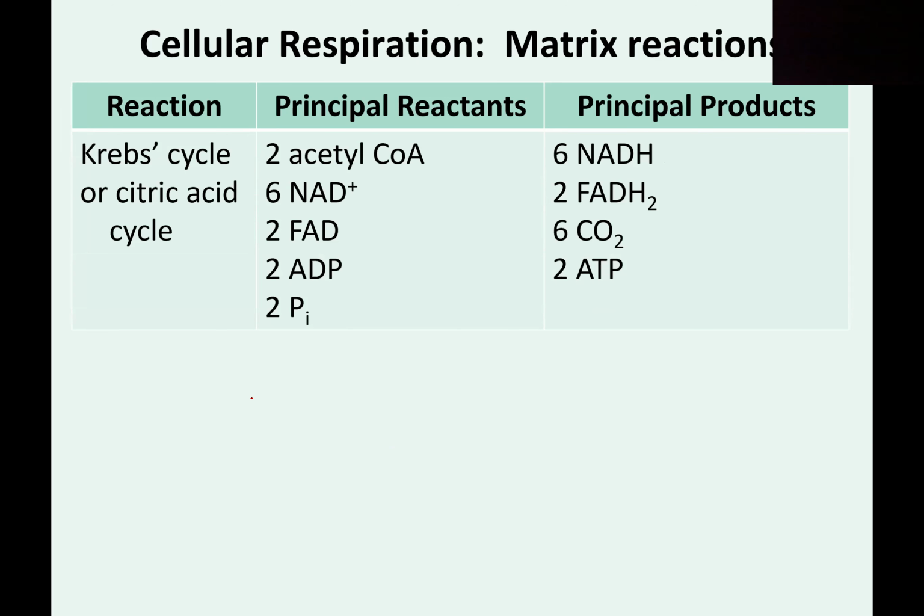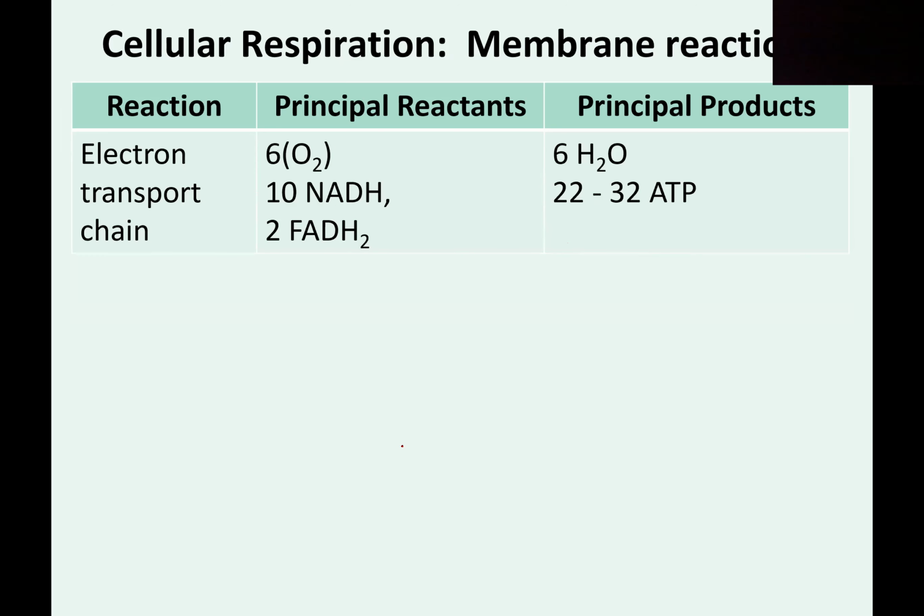In the Krebs cycle, you get the 6 carbon dioxide and 2 more ATP. In reactants, this is where the oxygen is used, and this is where the water is produced. Yes, they put markers on the atoms and trace them. And then this is where most of the ATP molecules occur.